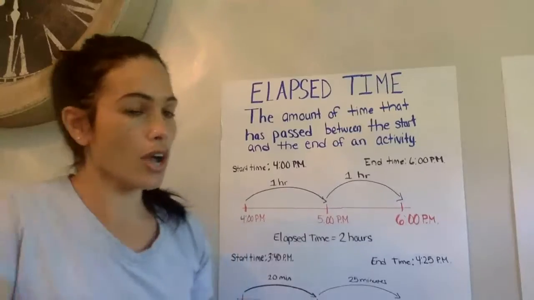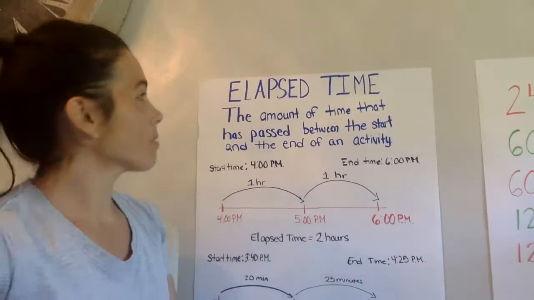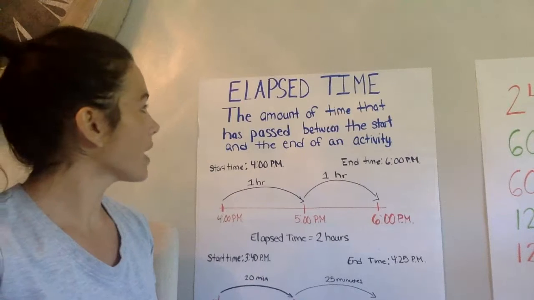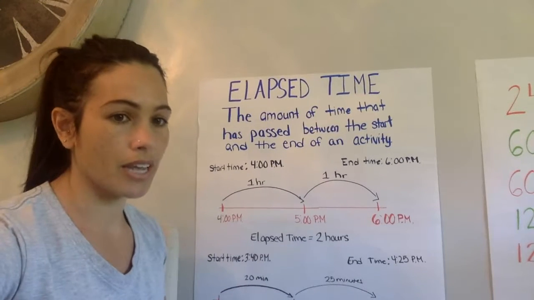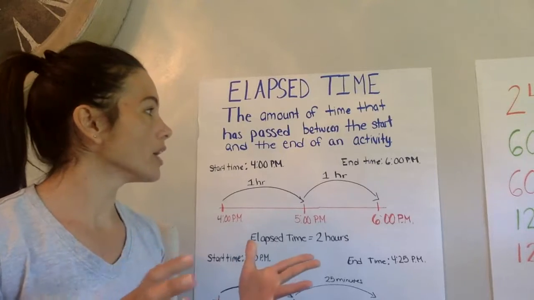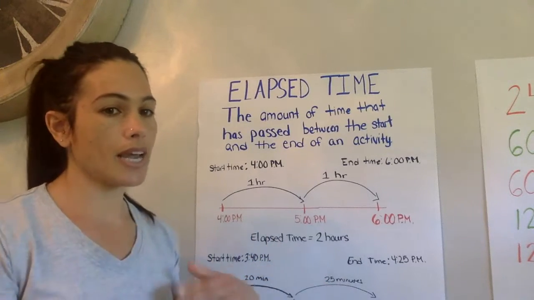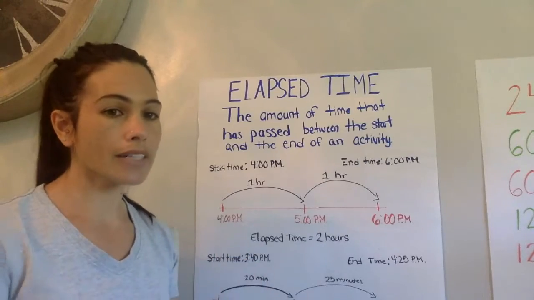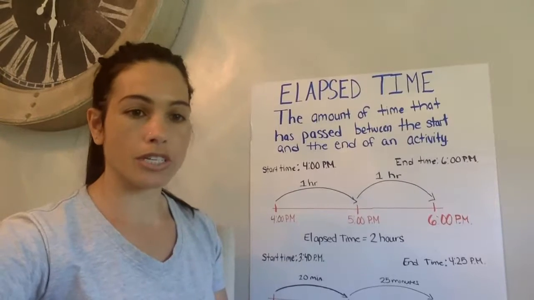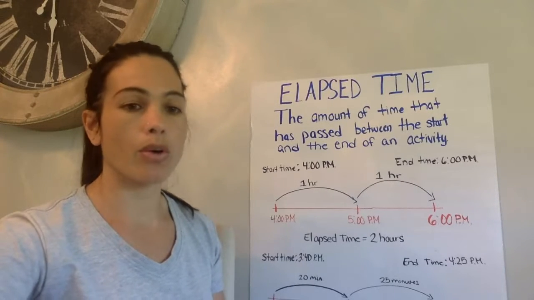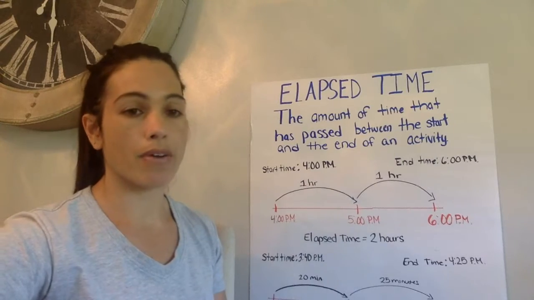Okay, so now let's talk about elapsed time. What is elapsed time? Elapsed time means it's the amount of time that has passed between the start and the end of an activity. Okay, so it wants to know how long something lasts for. So they might give you a start time and then an end time, and they just want to know how long it lasts. Or they could ask you if something starts at a certain time and it takes an hour, what time would it end? So we're going to look at both of those and some strategies of how to solve for them.